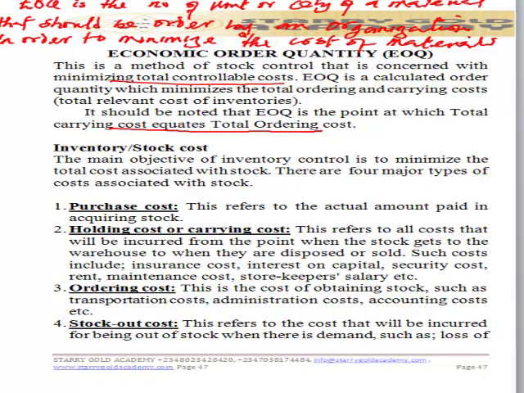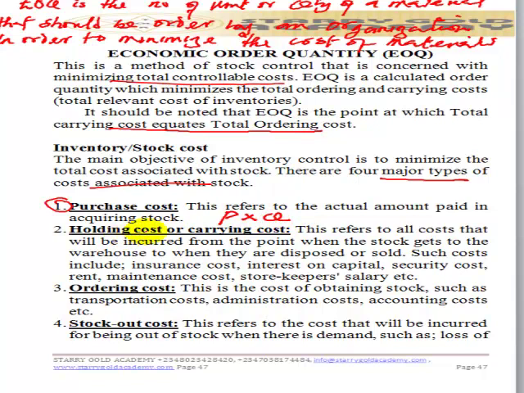economic order quantity. Now, in determining the economic order quantity for a company or an organization, there are four major costs that are associated with the EOQ, and we need to understand the costs that are associated with inventory. There are 4 major types of costs associated with stock. The first one is the purchase cost. This refers to the actual amount paid in acquiring the stock. So this is what will be paid to an organization for buying an item, and it is based on the price for 1 unit times the quantity to be purchased.